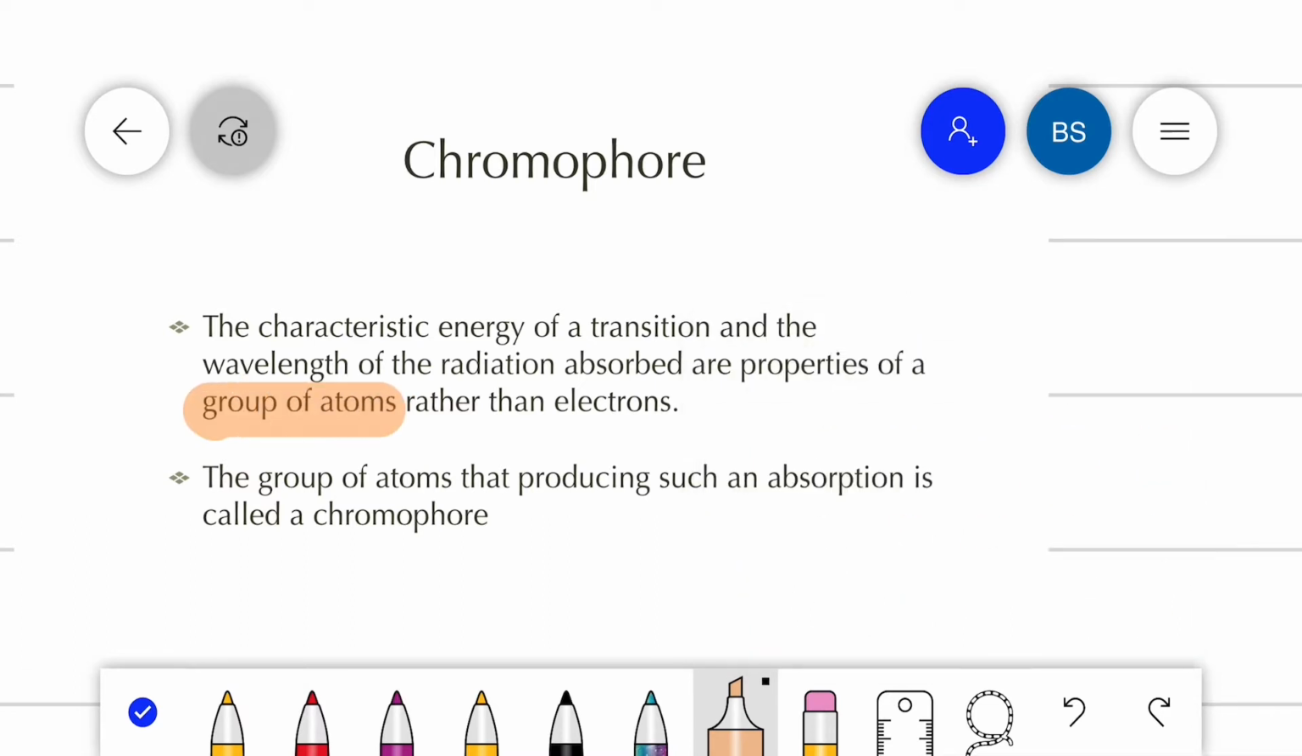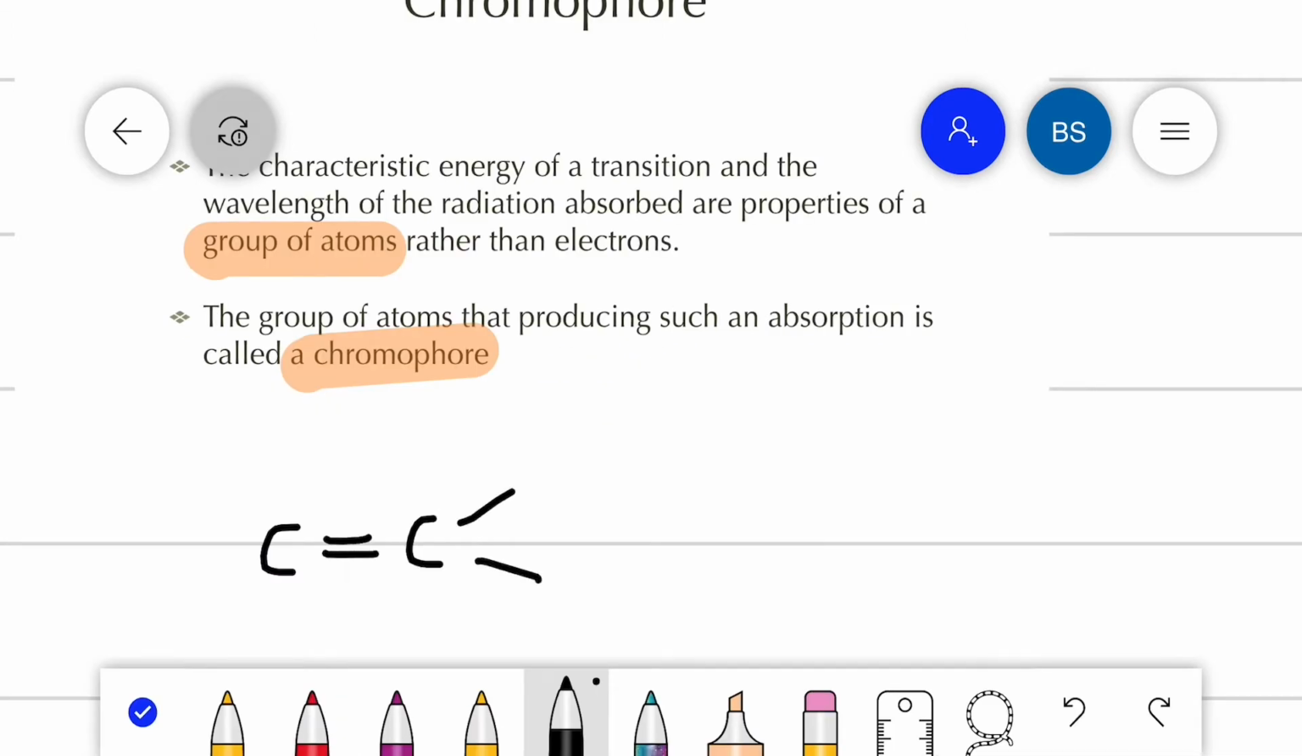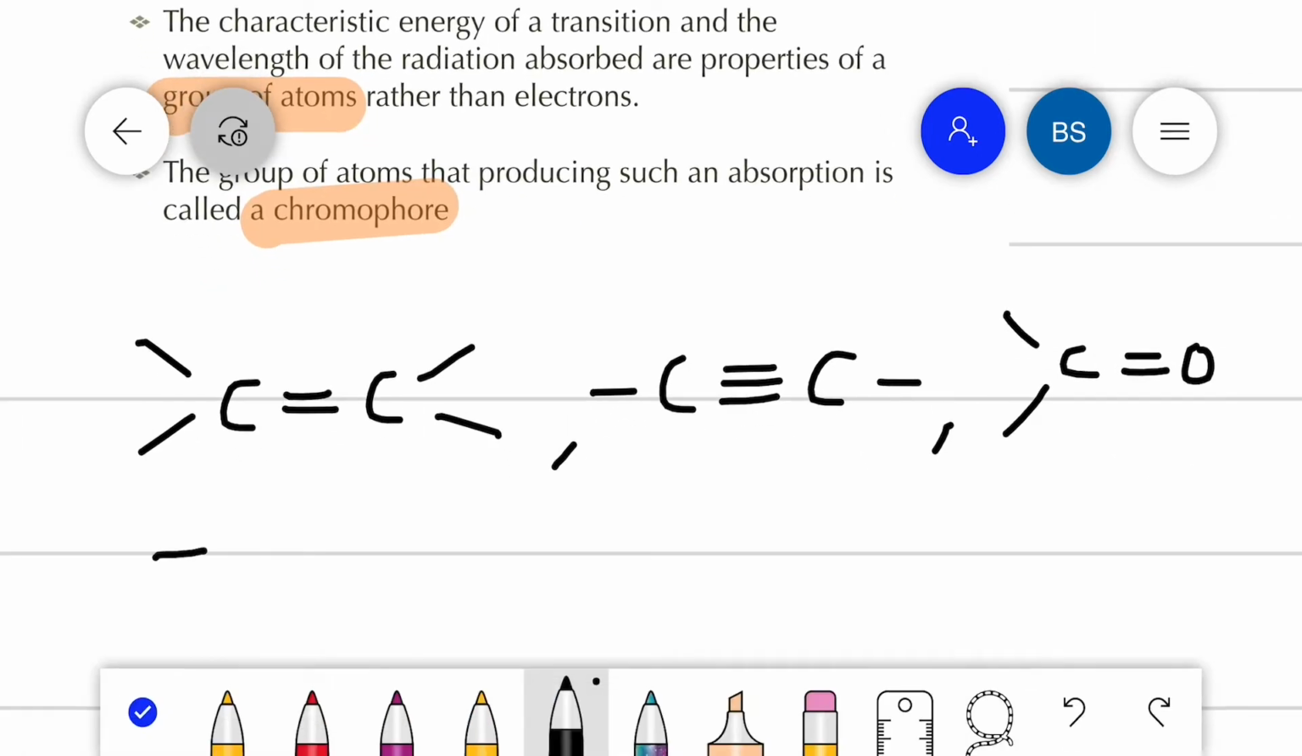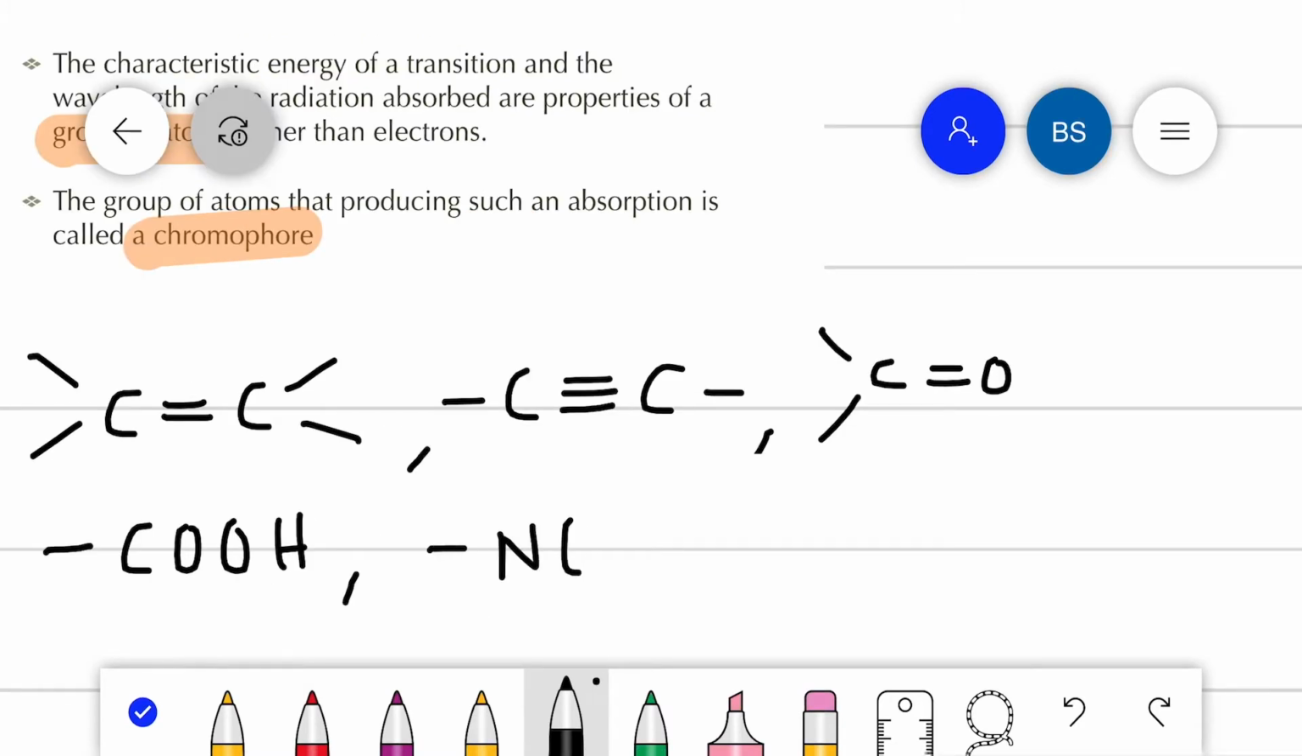So, the group of atoms producing such an absorption is called a chromophore. Such groups generally possess unsaturated centers or heteroatoms, or sometimes both. For example, C=C, C≡C, C=O, the carboxylic acid group COOH, nitro group NO2, diazo group N=N, and cyano group C≡N, etc. are examples of chromophores.